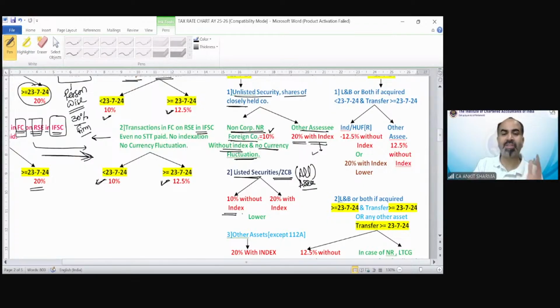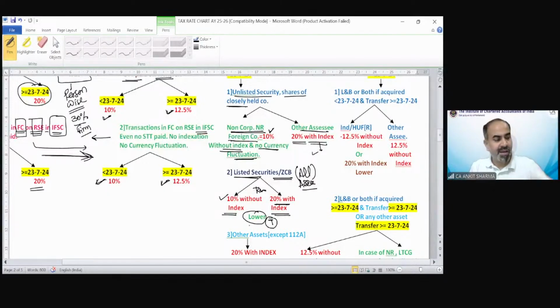10% without index and 20% with index, you need to calculate the tax. Without indexation, calculate the gain and apply the rate of 10%. Also take the benefit of indexation and apply the rate of 20%. The lower would be your tax liability in this case. For all assessees, you have to follow this.